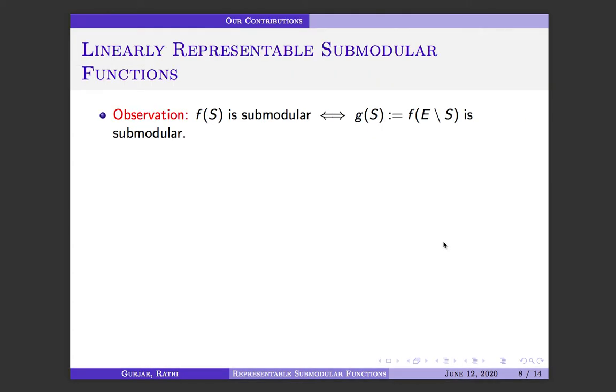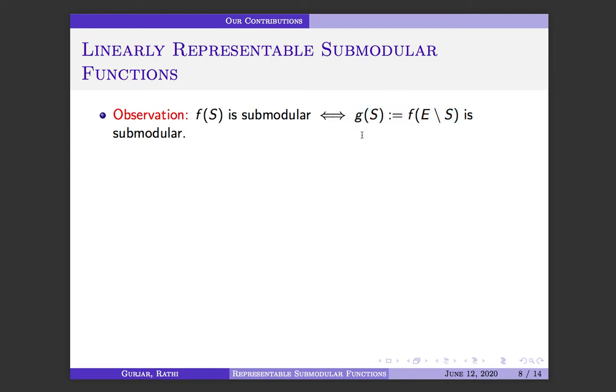This observation will be useful in constructing the non-monotone function we are looking for. Suppose you have a submodular function f, then you can construct another function g, which is defined by this equation: g(S) is equal to f(S complement). This observation says that if f is submodular, then so is g.